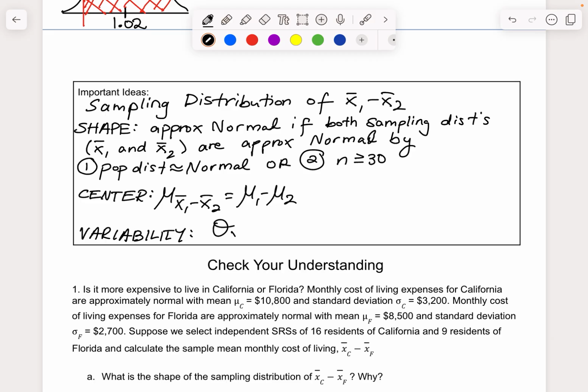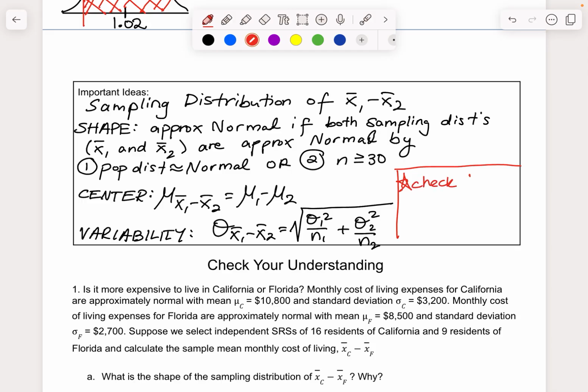And what about the standard deviation? Okay, again, we have this formula. The square root of sigma 1 squared divided by n1 plus sigma 2 squared divided by n2. And then my final thought here is just, we still need to be checking that 10% condition. So check the 10% condition anytime that we are sampling without replacement, which is most of the time.